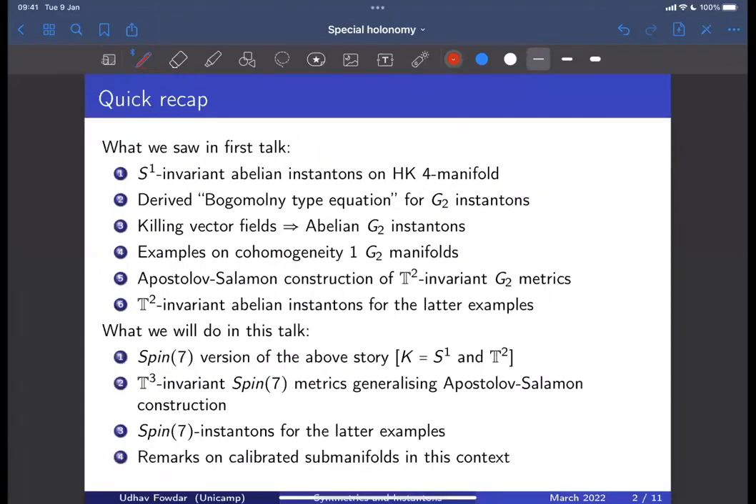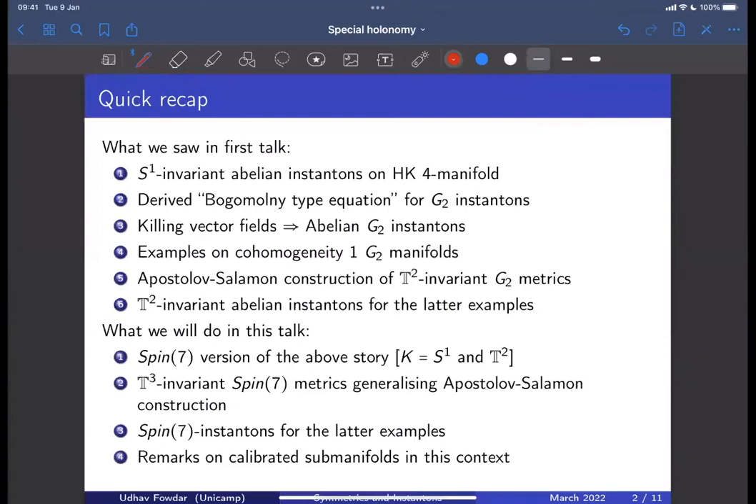So what we will do now is we will consider the analogous story for Spin(7) manifolds. And more or less, we will subsume the G2 case inside this context here. So we will consider S1 invariant and T2 invariant Spin(7) metrics, and we will derive a Bogomolny and Hitchin type equation in this context. And we will also describe an analog of the Apostolov-Salamon construction, which will help us produce very explicit examples of T3 invariant Spin(7) metrics. So essentially, we will show that there exists a Spin(7) lift of the Apostolov-Salamon construction. And we will construct explicit examples of abelian instantons in this case.